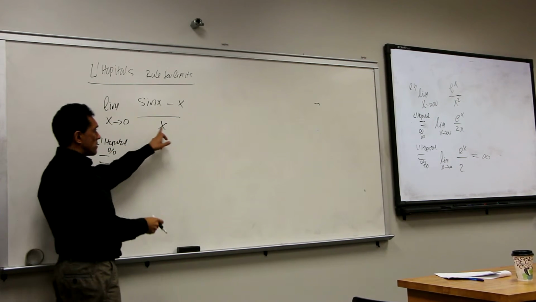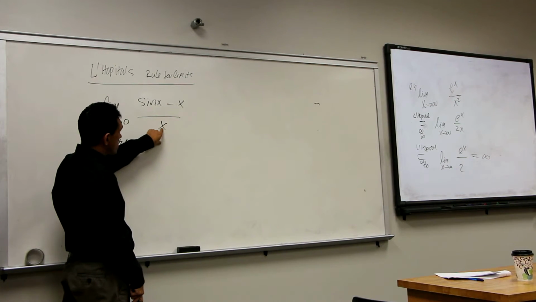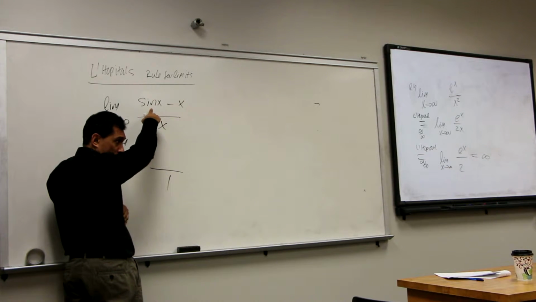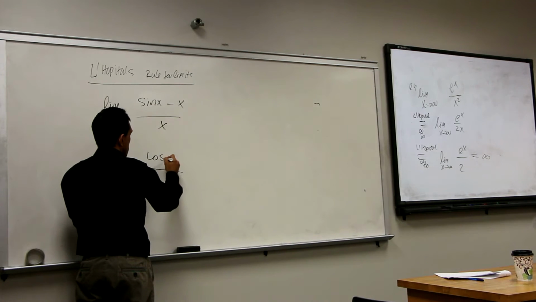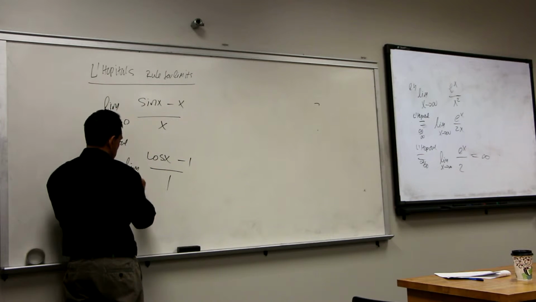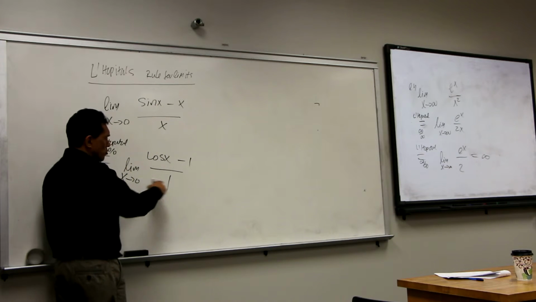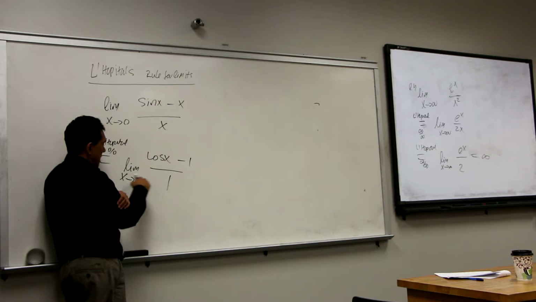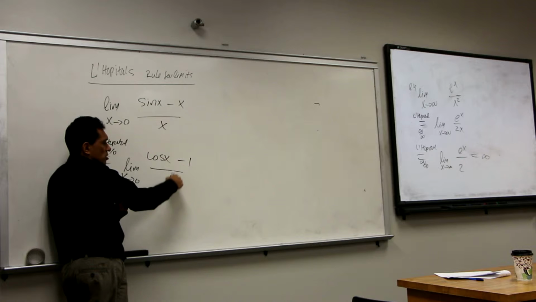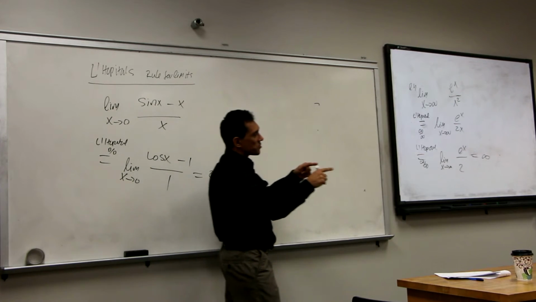So what would I have to do here? What is the derivative of this? 1. What's the derivative of this? cosine x. And now take the limit. As x goes to 0, this goes to 1. As x goes to 0, cosine of 0 is 1. 1 minus 1 is 0, and 0 divided by 1 is 0. You are correct. Today, 0 over 0 is 0.